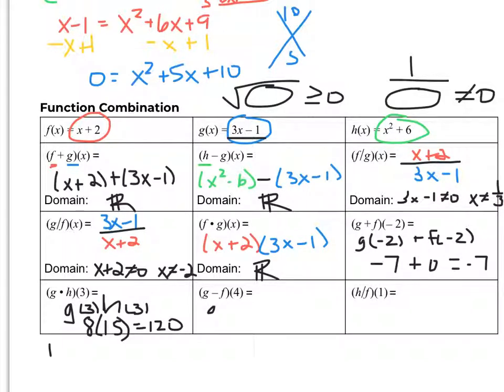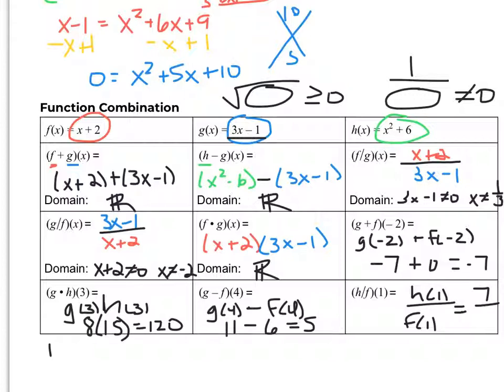Then g of 4 minus f of 4. So g of 4, 12 minus 1 is 11. Minus f of 4, 4 plus 2 is 6, so this is 5. And then h of 1 over f of 1. So h of 1, 1 squared is 1, plus 6 is 7. Then 1 plus 2 is 3, so 7/3.